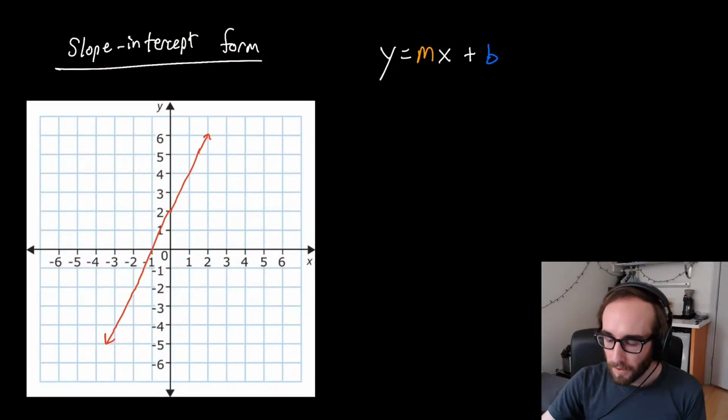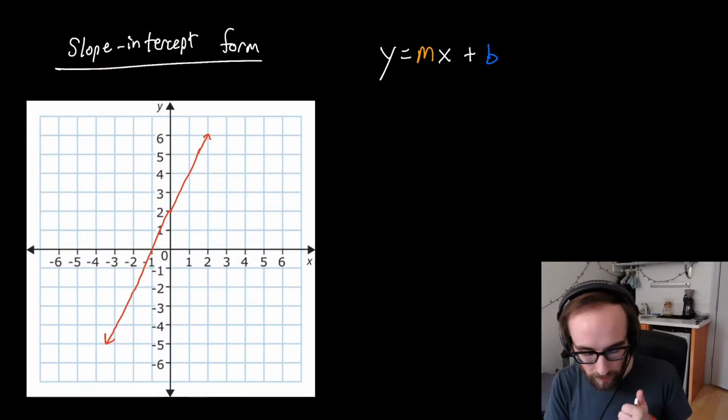Hi everyone, welcome back. In this video we're going to take a look at slope-intercept form. So we're going to really quickly go through one of the forms that we see for linear equations for Algebra 1. Okay, so to start off, we're looking at slope-intercept form.